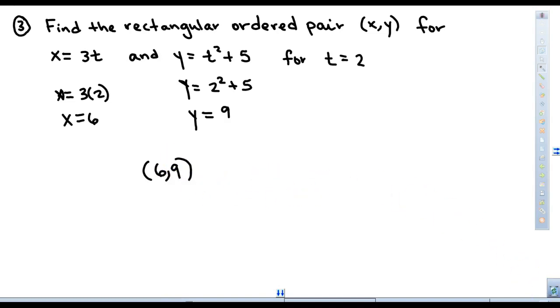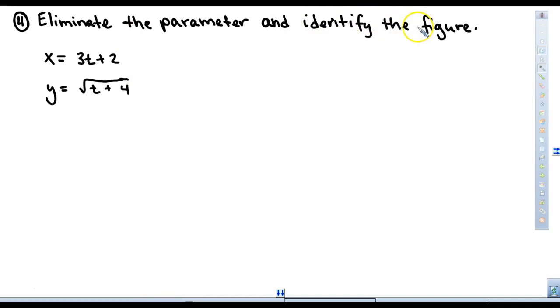Okay, last one. Eliminate the parameter and identify the figure. Well, that's really what we just did in problem number 2. So we're going to start this out the same way. We are going to eliminate that parameter by solving one of these equations for t and then plugging it into the other one. I'm actually going to get rid of t in the y equation, because if I try to solve this one for t and then plug it into that one, I'm still going to have that square root to contend with along with a fraction, and I don't want to do that.